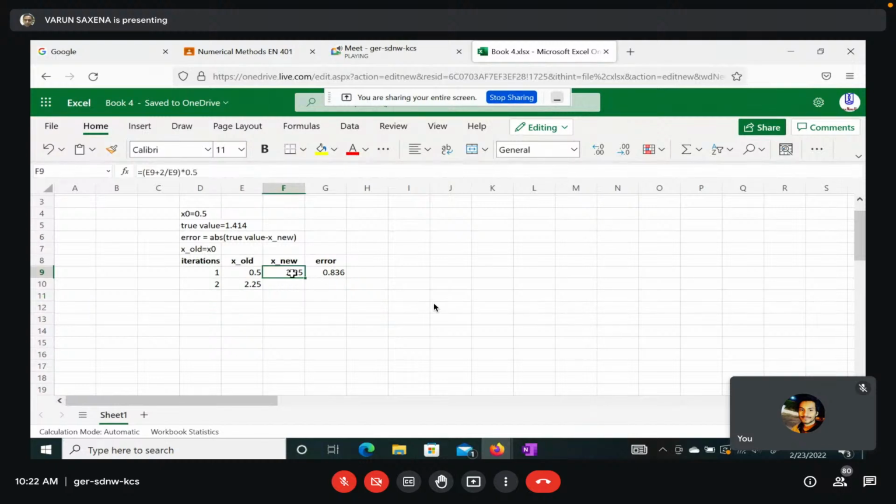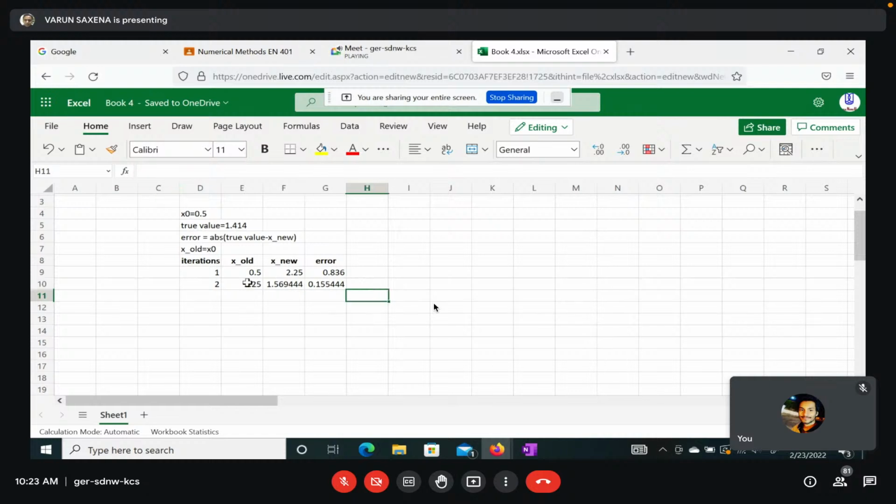Now I need to evaluate x new again, but the formula is already here. In Excel, there is this amazing thing. I just press it down below, I come here, and automatically a value comes here. What is happening is that in this cell, it is applying the formula which has been applied in E9, but now it is taking the value in E10 and evaluating it. Now I drag it further down, and you can see that the error has reduced. The error is 1.414 minus F10. F10 is this value here. So absolute will give you the error.